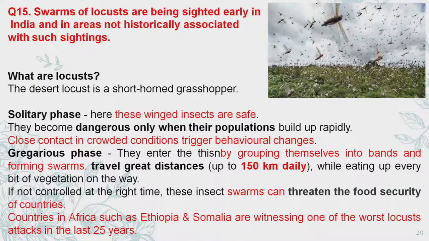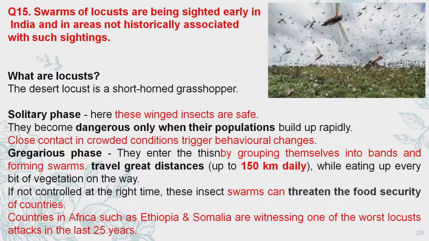When I put the word locust, a desert locust is a short-horned grasshopper. In the flying stage, it is very safe, not harmful. They become dangerous only when their population is high. Close contact in crowded conditions triggers behavioral changes. It is more dangerous in the gregarious phase because they enter this by grouping themselves into bands and forming swarms, traveling 150 km per day, eating whatever green is in the yard. It is not controllable at the right time.